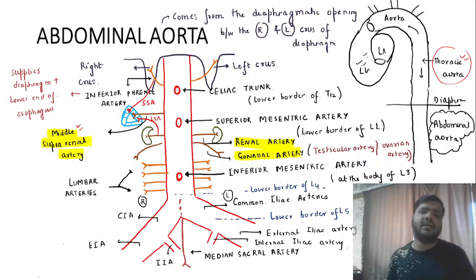Internal iliac arteries. So now it's almost clear that this is the diagram for the abdominal aorta, which I have tried to make very simple for you guys. So we'll just write the terminal branches also.